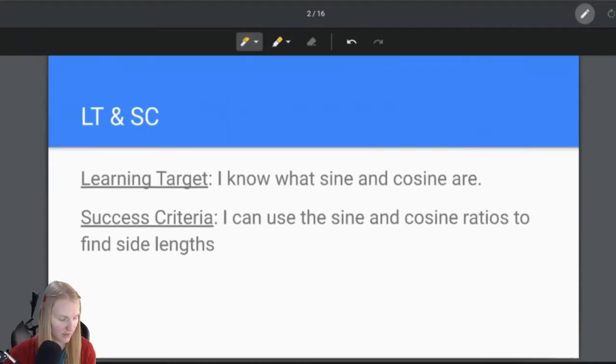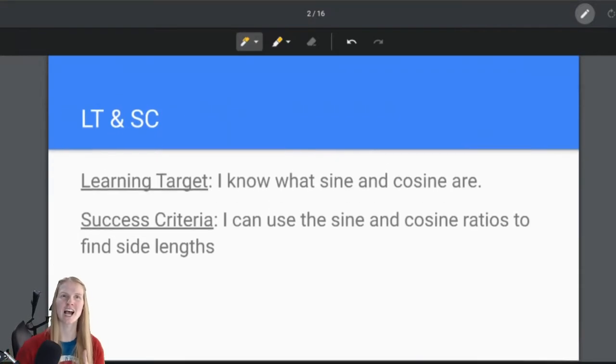Alrighty. Moving on to what we have for today. The learning target says, I know what sine and cosine are. And the success criteria says, I can use the sine and cosine ratios to find side lengths. So we're going to do the same thing we did on Friday, but with sine and cosine instead of tangent.